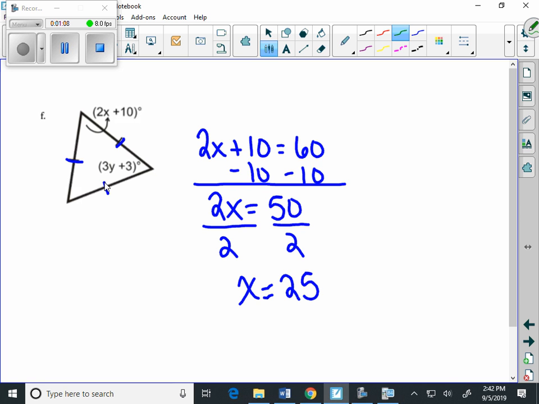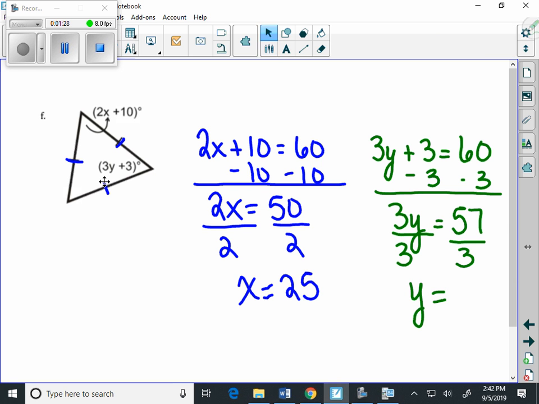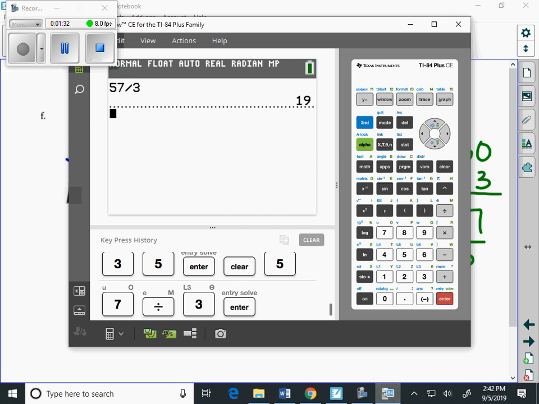So when we look at this next one here, we also can take 3y plus 3 and set it equal to 60 degrees. And then we can subtract 3 from both sides. We get 3y equals 57. And then we can divide both sides by 3. So y equals 57 divided by 3, 19.